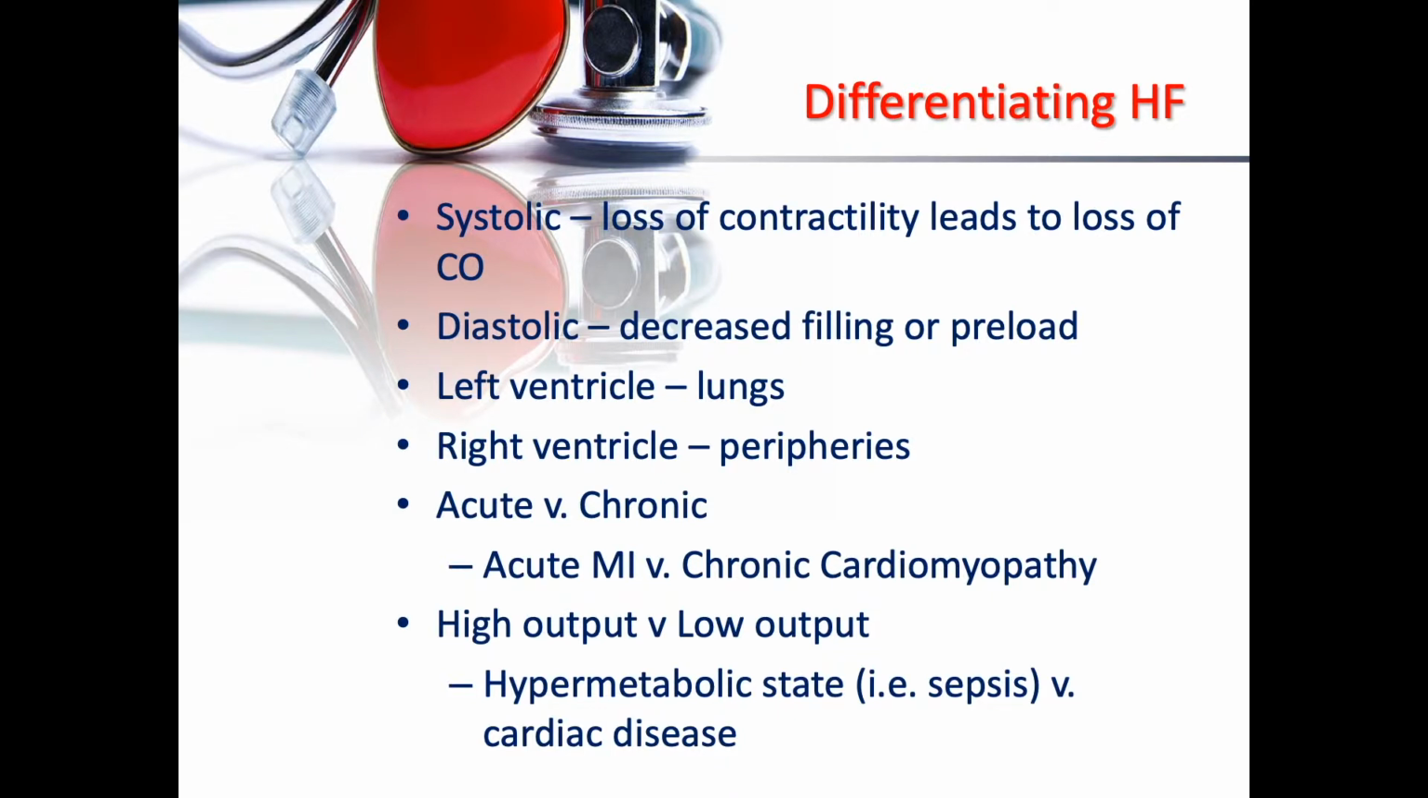Another way to differentiate heart failure is between acute and chronic. For instance, the difference between an acute MI causing low cardiac output and chronic cardiomyopathy causing chronic and decreased cardiac output. Another way to differentiate is the high output versus low output. Hypermetabolic states such as sepsis can cause a type of high cardiac output heart failure. That is, although the cardiac output is adequate, the tissues do not get adequate oxygenation and nutrition.